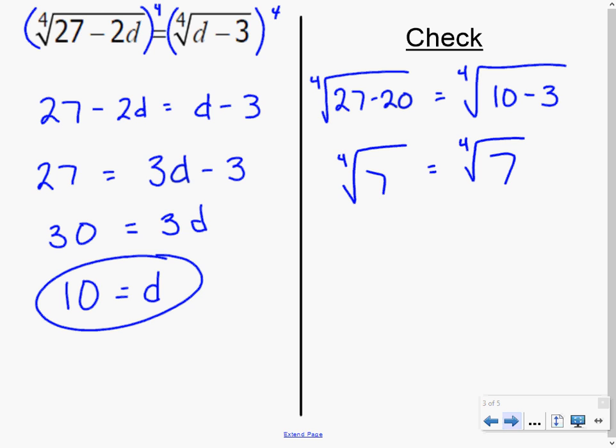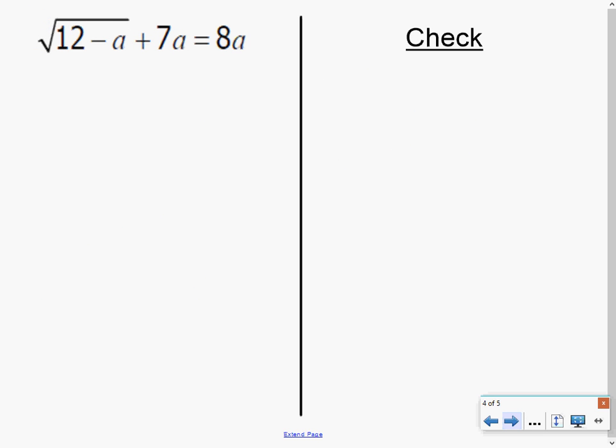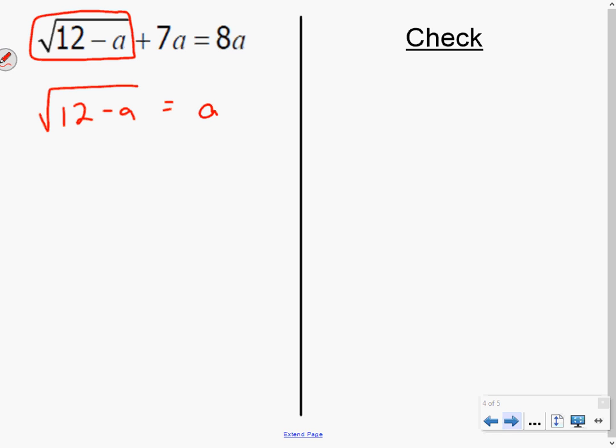Okay, let's look at one more here. One where it's going to result in a quadratic, and let's see why. So we need to isolate our radical here. So that means I need to subtract 7a from both sides. So that's going to leave us with 12 minus a equals 1a, or just a. To cancel my square root now, I need to square both sides. And you can see here why I said this is going to become quadratic.